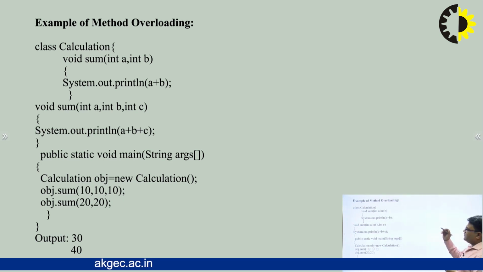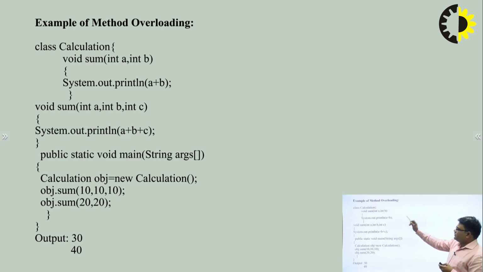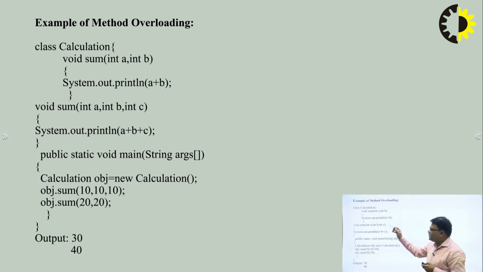Class Calculation is a class having the method sum with two parameters, int a and int b, and a second time this method is repeated. This is void sum having three parameters: int a, int b, int c. We see that the same name of the method is declared, but the calculation and the output are different for these two methods. Methods have the same name but a different parameter list, and perform the operation of sum.